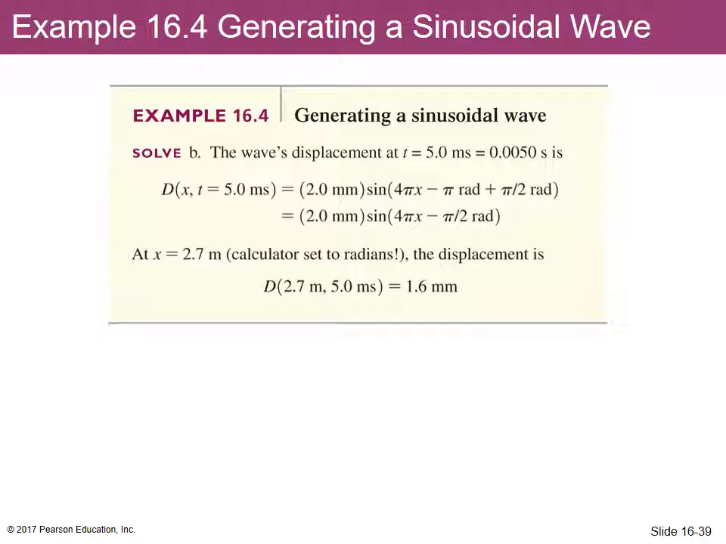Part B just requires us to use the displacement equation at a future time. At a point 2.7 meters away and 5 milliseconds later, the displacement is 1.6 millimeters.